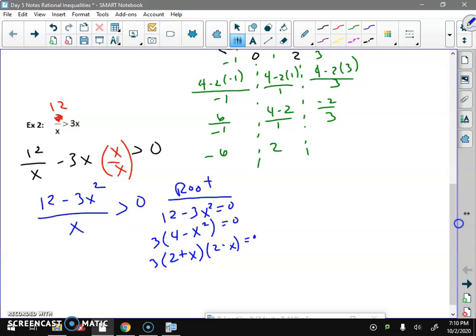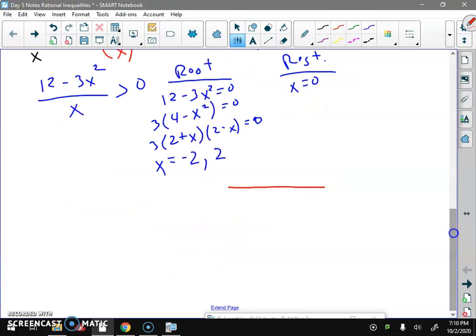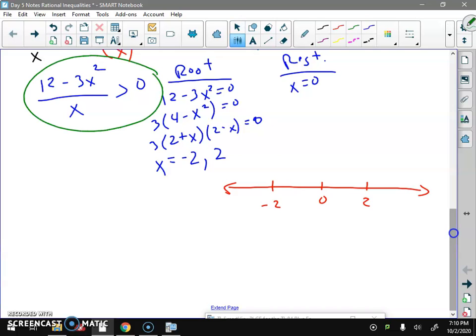So basic algebra 1. My two partitions are -2 and 2. My two roots. Another restriction, another straight-ahead one, 0. So I've created a plus-minus line with 3 numbers, therefore 4 partitions. Left of -2, between -2 and 0, between 0 and 2, and right of 2. And we're going to plug into this one right here. And again, we could do the long way: -3, -1, 1, and 3.